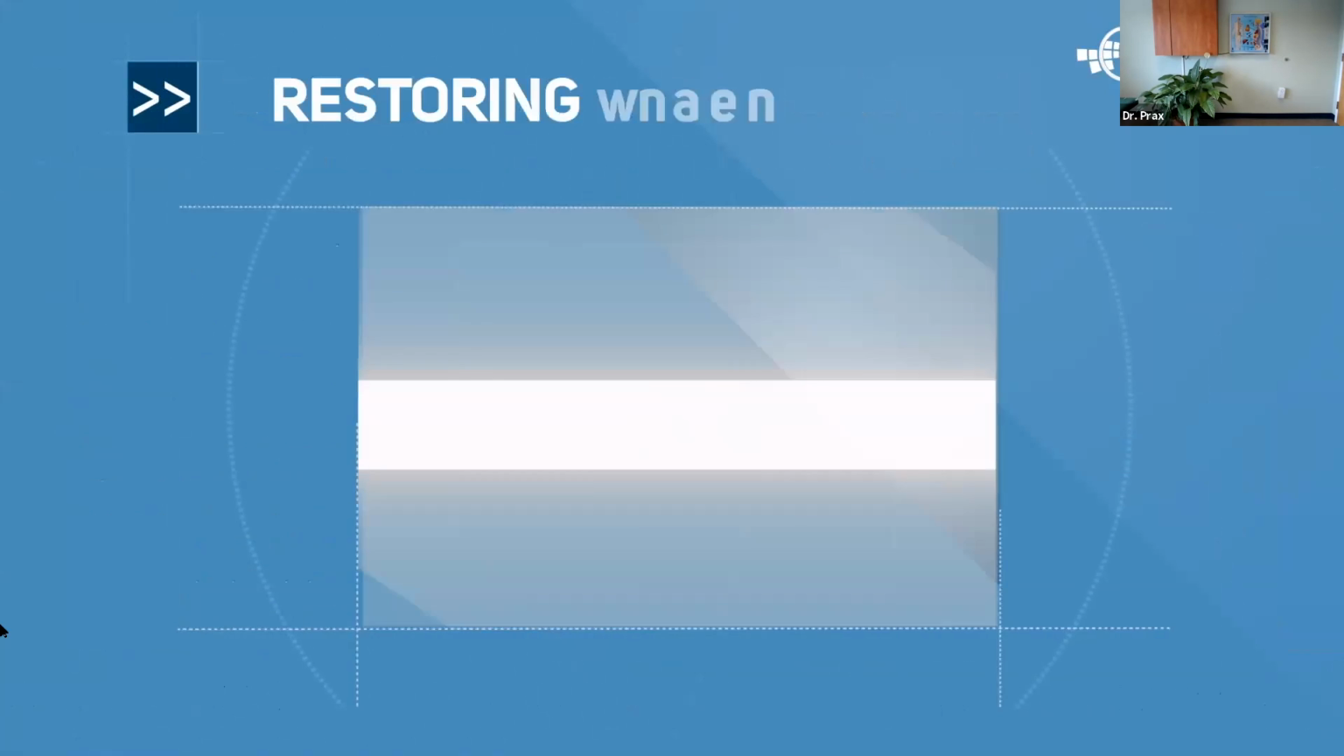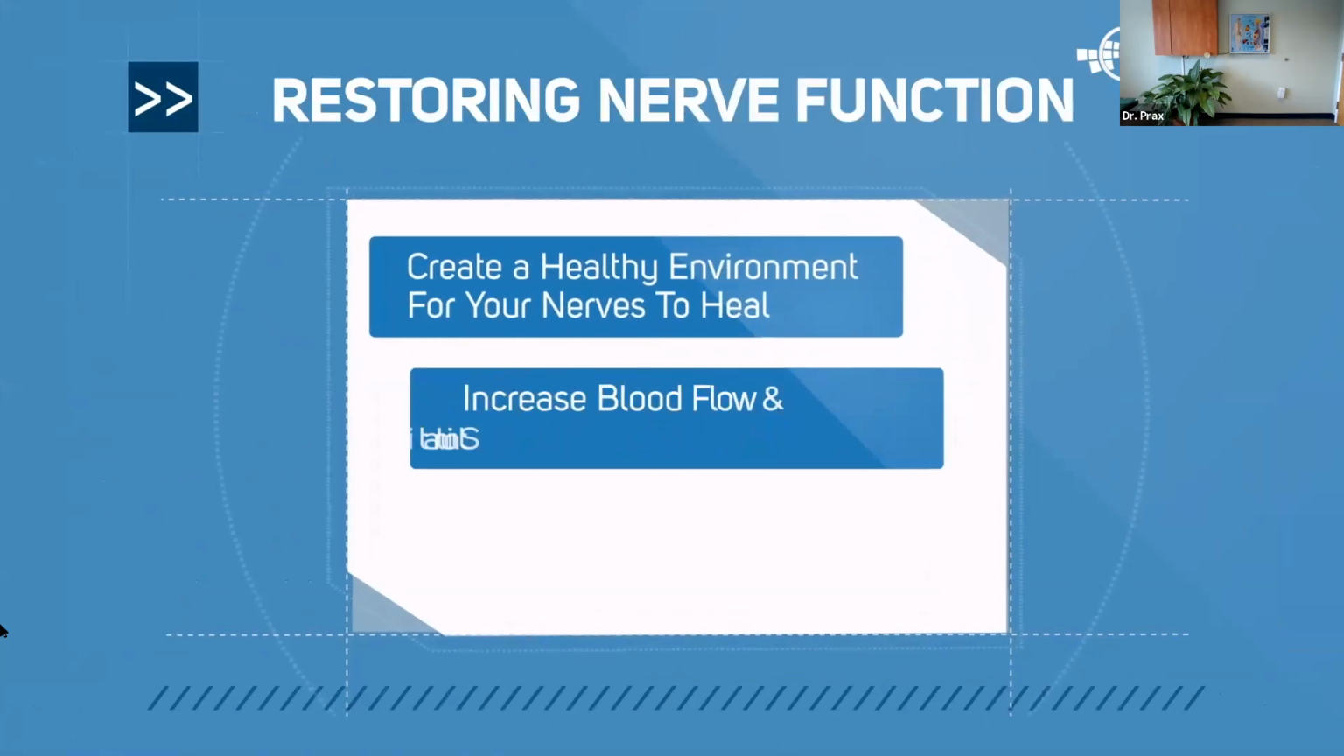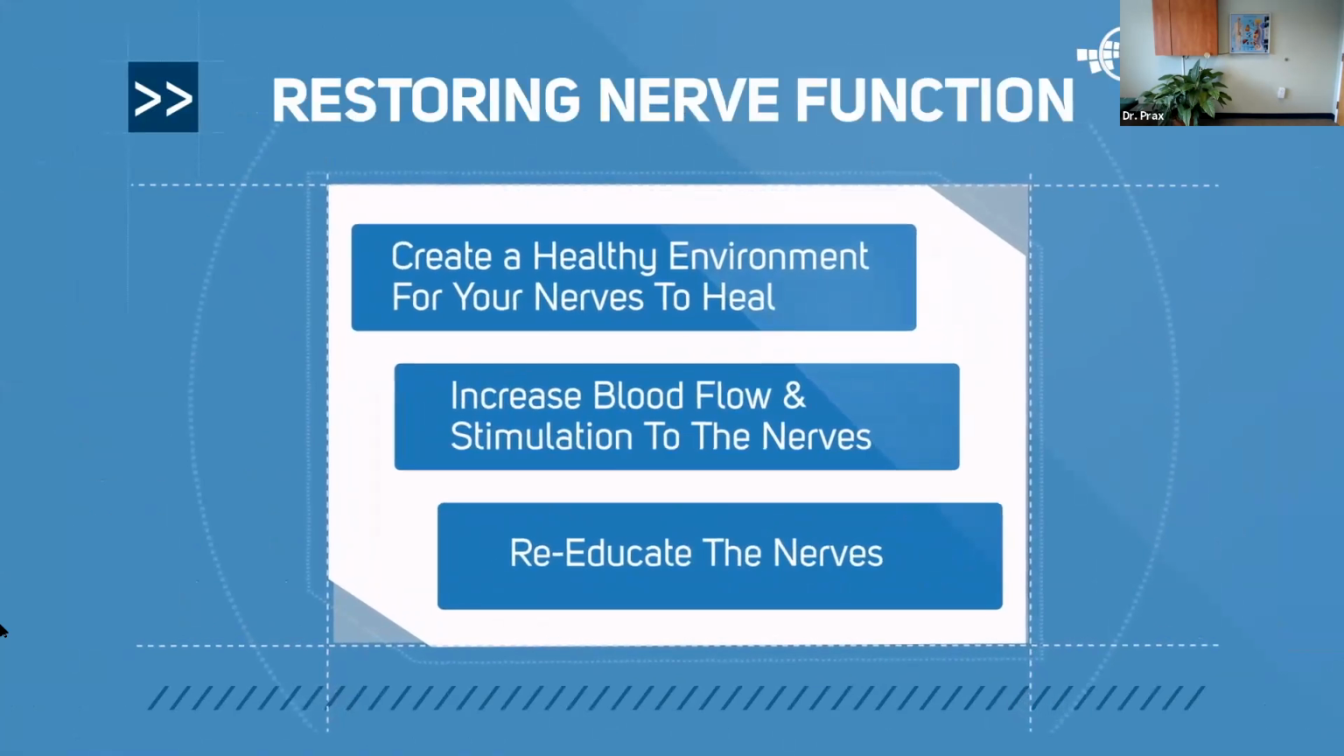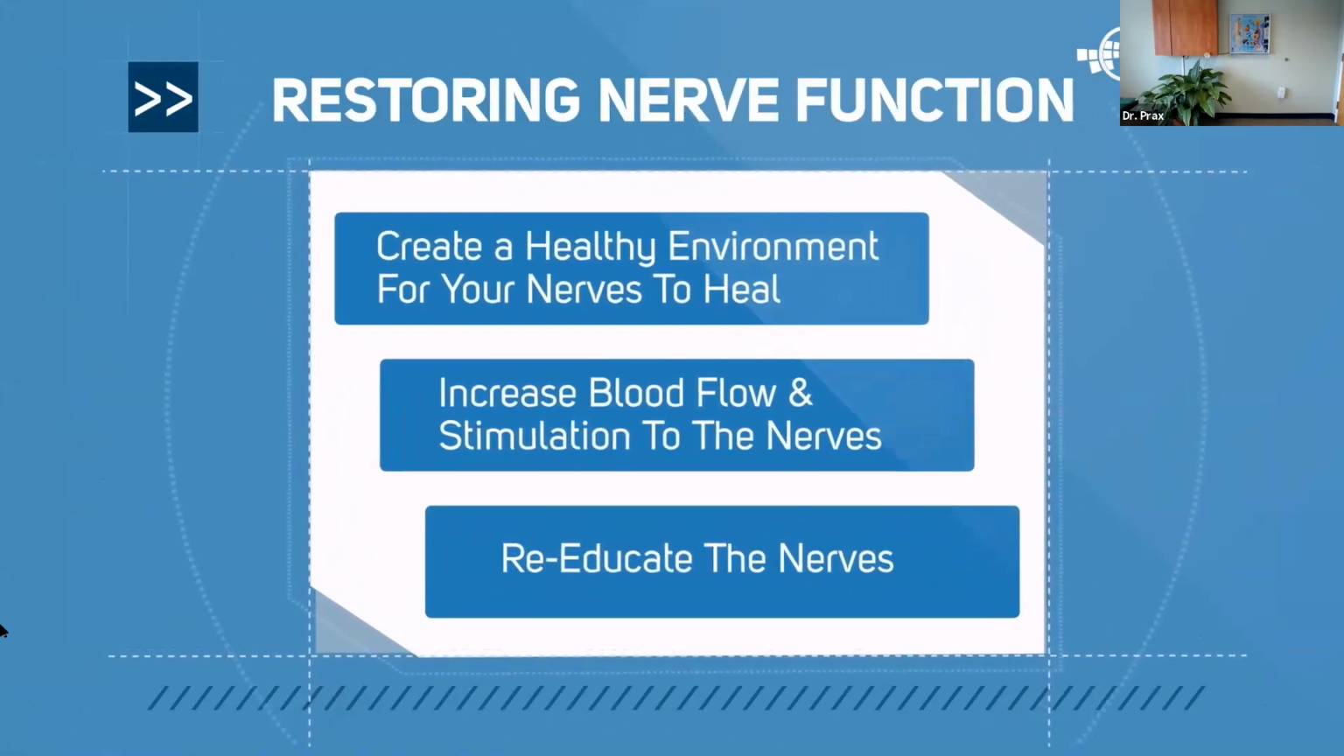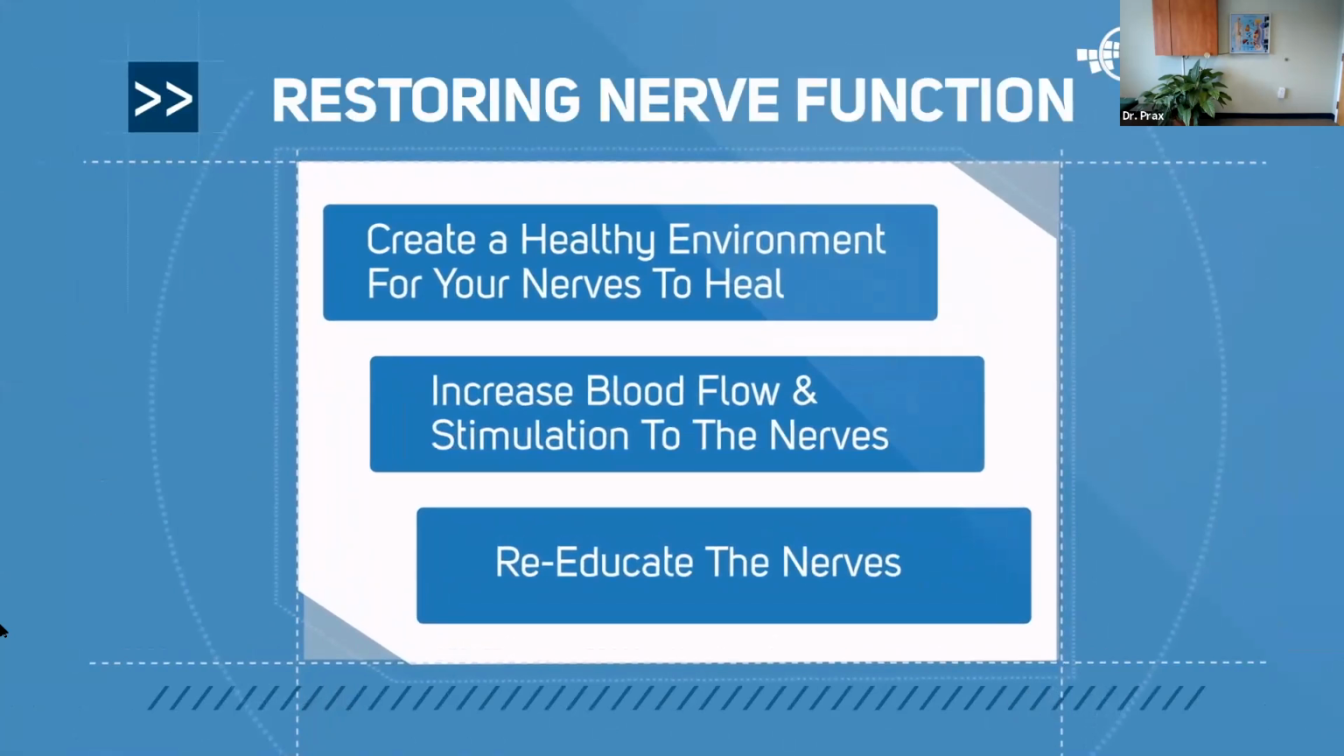We are going to be focusing on three components to restore your nerve function. They are, one, creating a healthy environment for your nerves to heal by eliminating factors that are hindering them from doing so. Two, increasing blood and stimulation to the nerves, allowing them to gain strength and stability again.